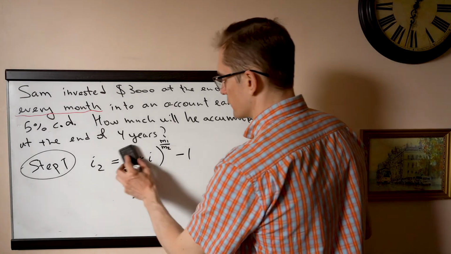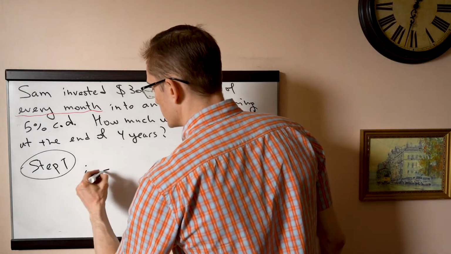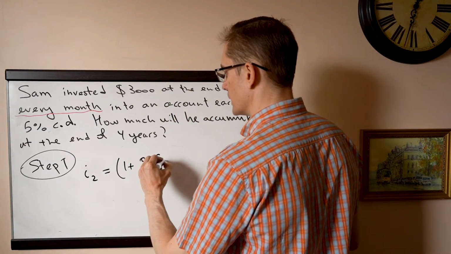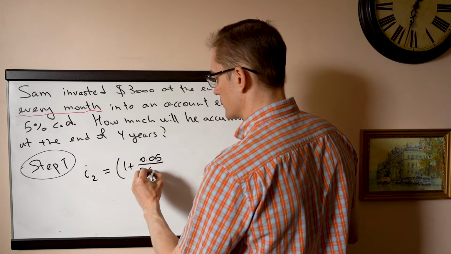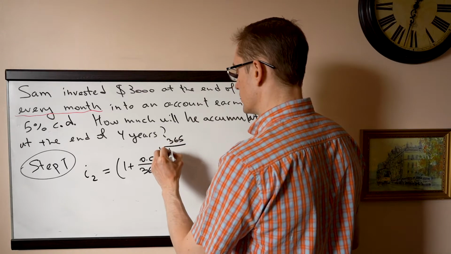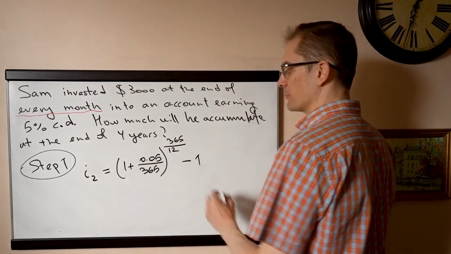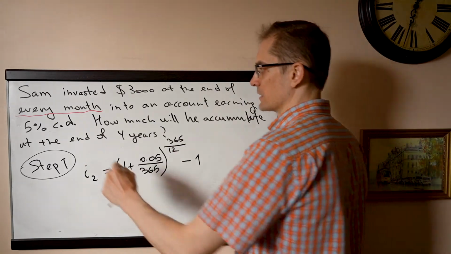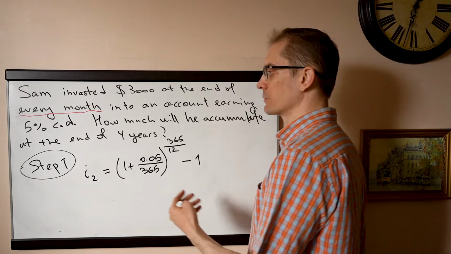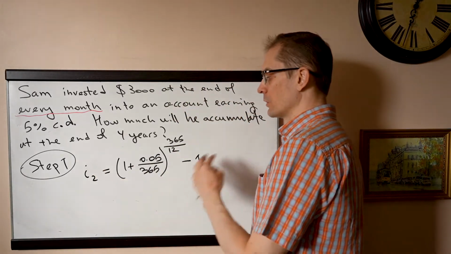Okay, if I now use this formula to find this I2, let me do that. I2 will be 1 plus 0.05 divided by 365, right, to the power of 365 divided by 12, minus 1. So what I'm doing now is converting this 5% compounded daily to an equivalent rate. I'm finding an equivalent rate compounded monthly, and that I2 will be the periodic rate for that.